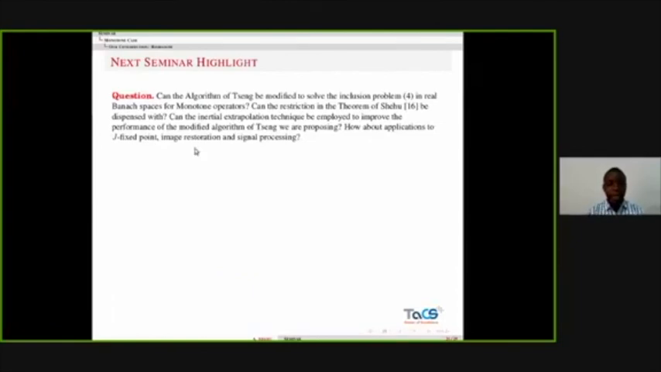Here are some highlights which we hope to give in our next seminar. We hope to answer the following questions. Can the algorithm of Seng be modified to solve the inclusion problem 4, which is of current interest to researchers in this area? Can the restriction in the theorem of Shehu be dispensed with? Can the inertial extrapolation technique be employed to improve the performance of the algorithm of Seng, which we are proposing? How about applications to the new concept of J-fixed points, image restoration, and signal processing?